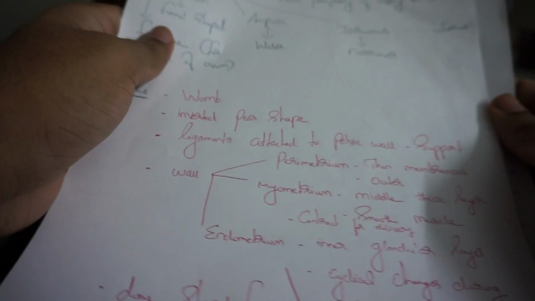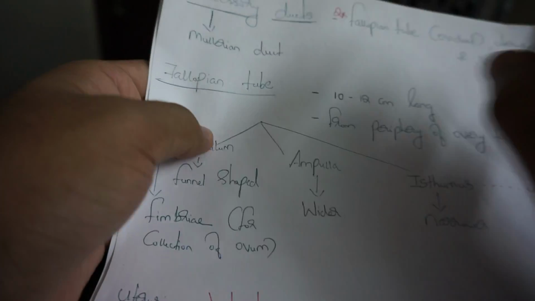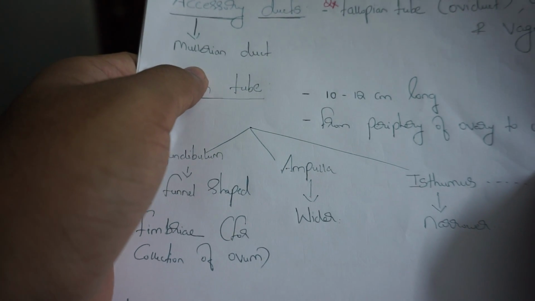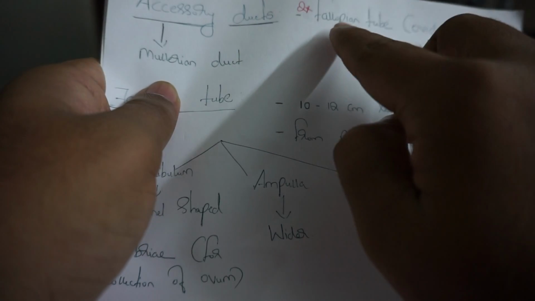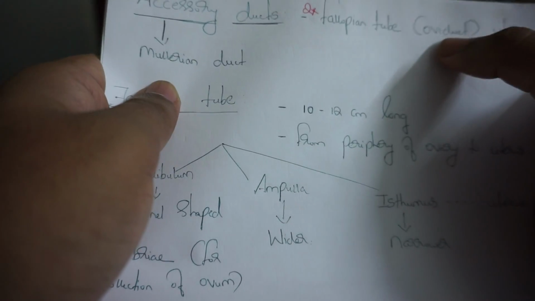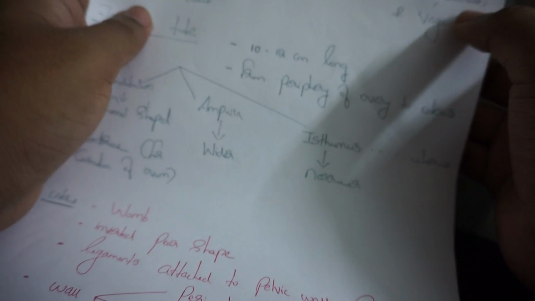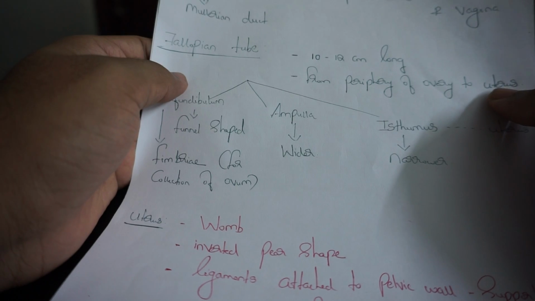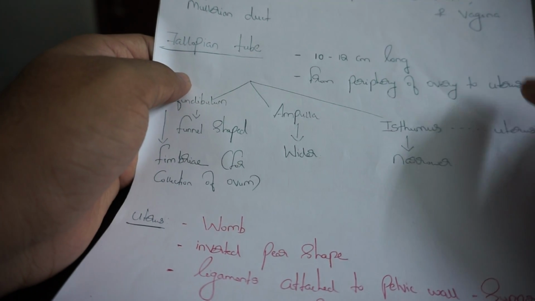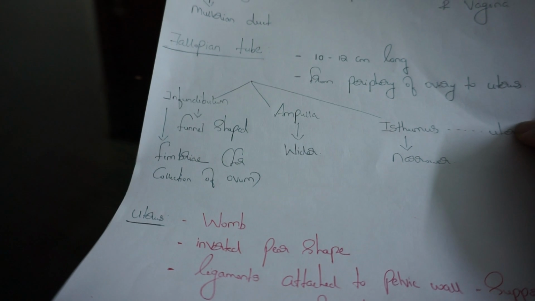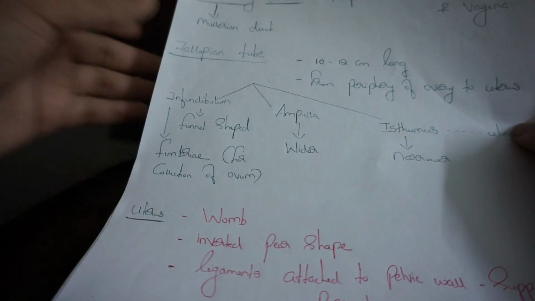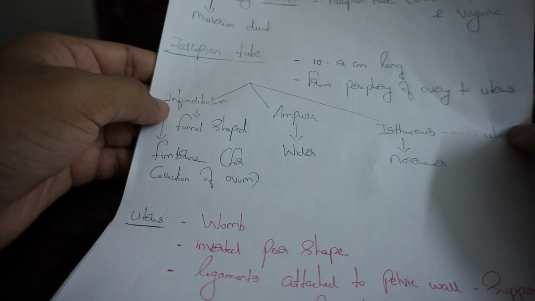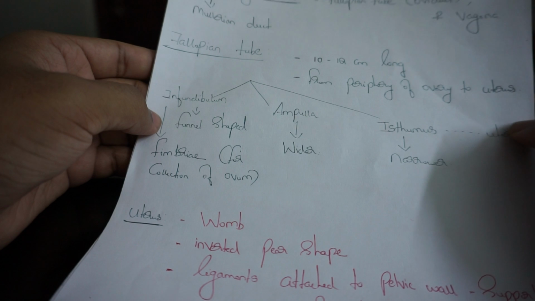Now, coming to the accessory ducts, the accessory duct of the female reproductive tract develops from the Mullerian duct, and it consists of a paired fallopian tube, which is also called oviduct, a uterus and a vagina. Coming to details of fallopian tube, the fallopian tube is 10 to 12 centimeter in length, and it extends from the periphery of the ovary to the uterus.